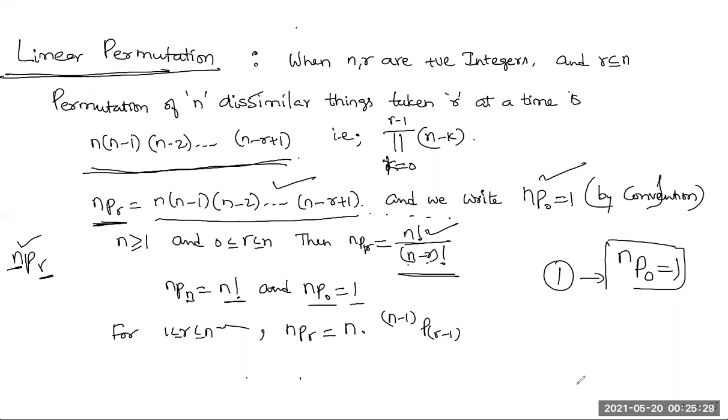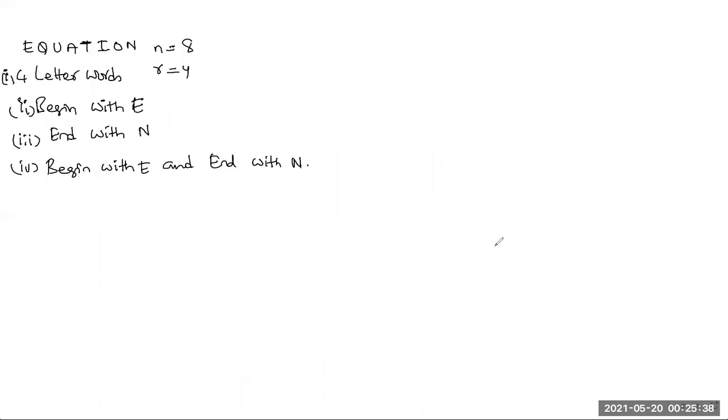Okay. So I think you understood the basic definition and the basic formula for calculating nPr. Next we'll solve a simple problem which will further help you to understand the fundamental principle of counting. So they have given us a word. There are 8 unique elements, so n equal to 8, out of which they want us to form 4-letter words. So r equal to 4.